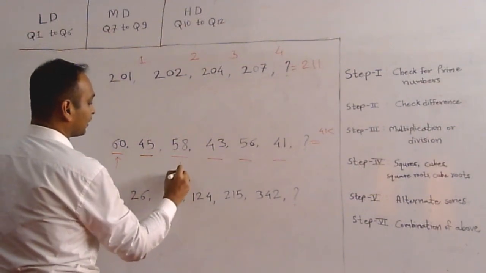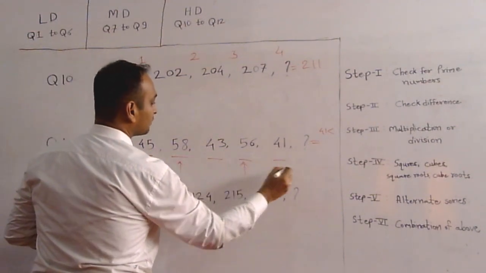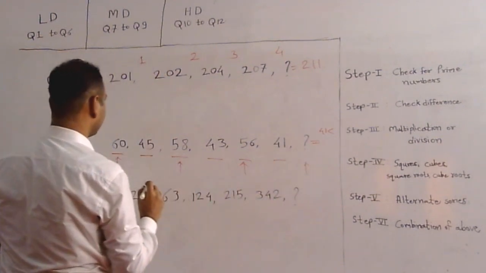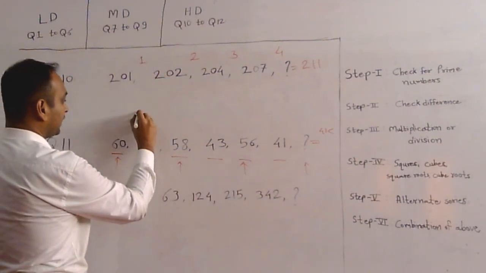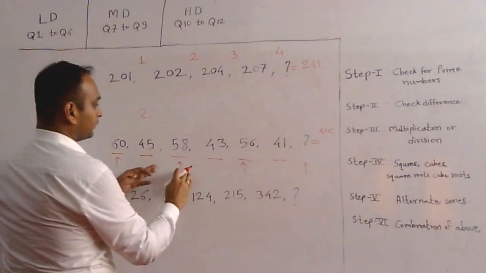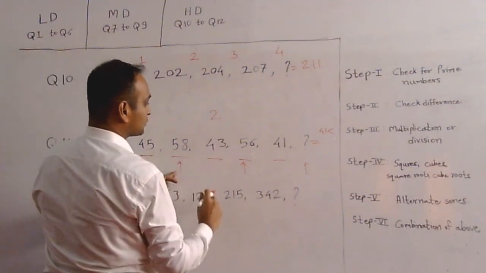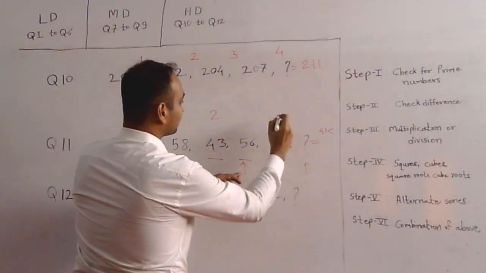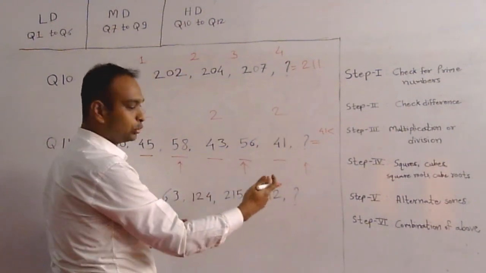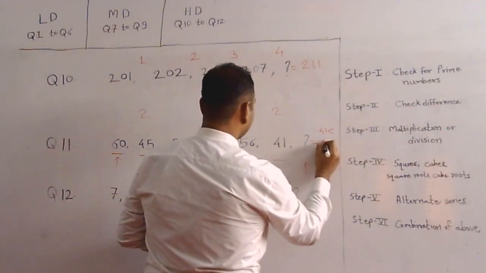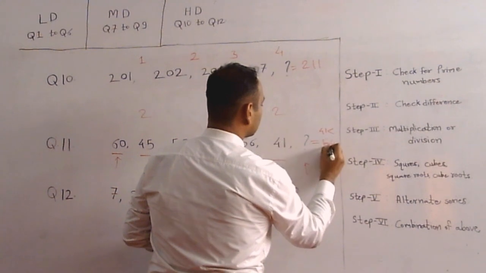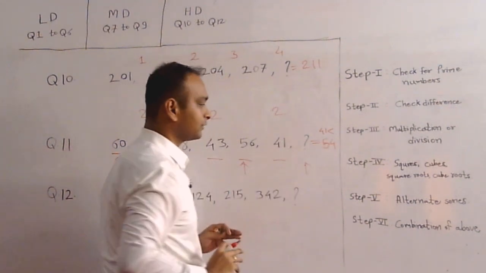I will again make the arrows here so that it will be clearly visible. 60 and 58, the difference is 2. 58 and 56, again the difference is 2. So by this logic, if the difference is again 2, we should get the answer as 54.